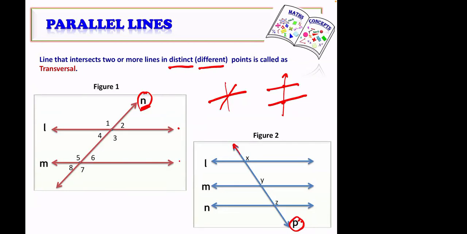Now here you can see this transversal forms angles with these parallel lines. I have named them 1, 2, 3, 4, 5, 6, 7, 8, like that. Now, can you tell me the pairs of vertically opposite angles? Yes, Ayush, can you tell me a pair of vertically opposite angles? Just one pair. Ayush, tell me a pair of vertically opposite angles here.